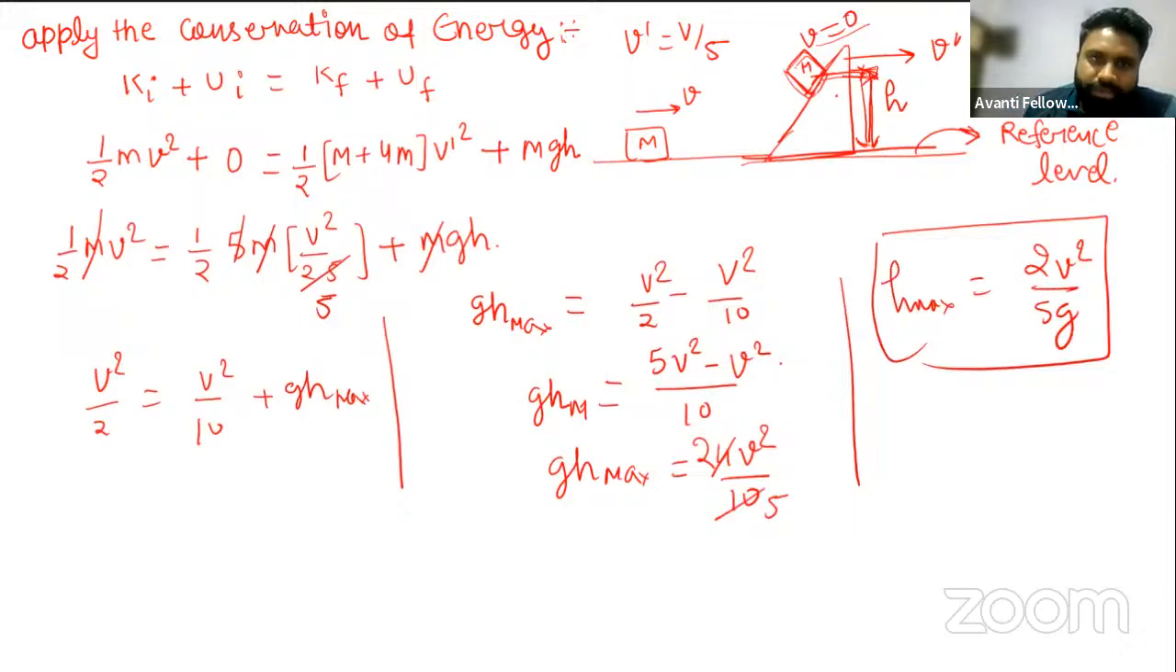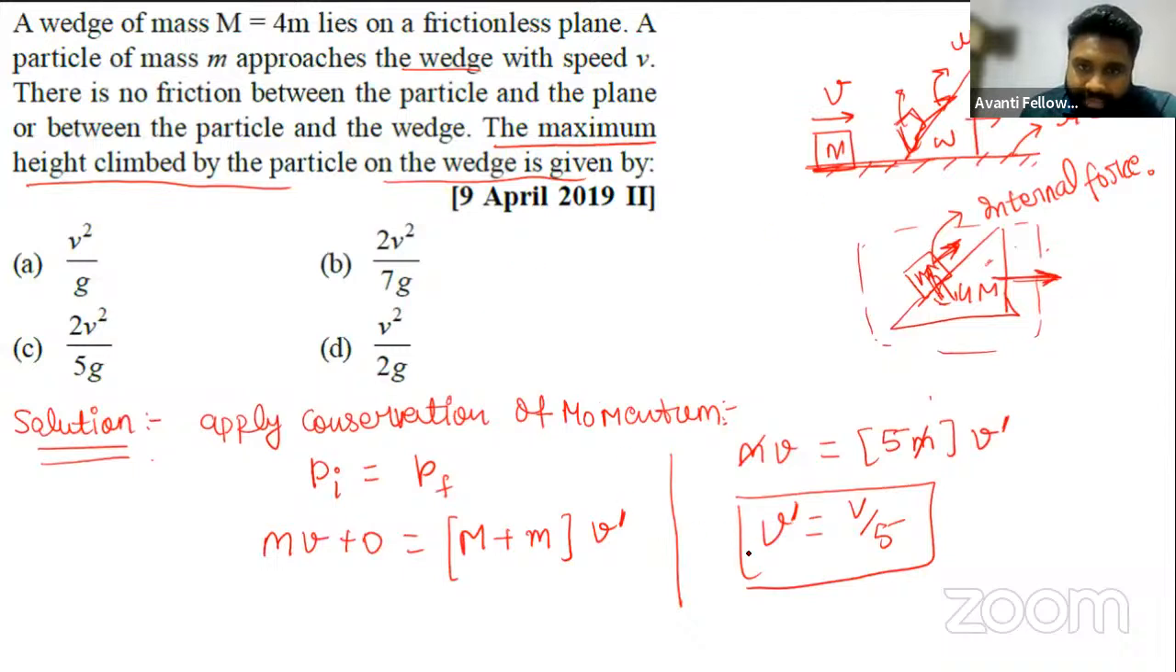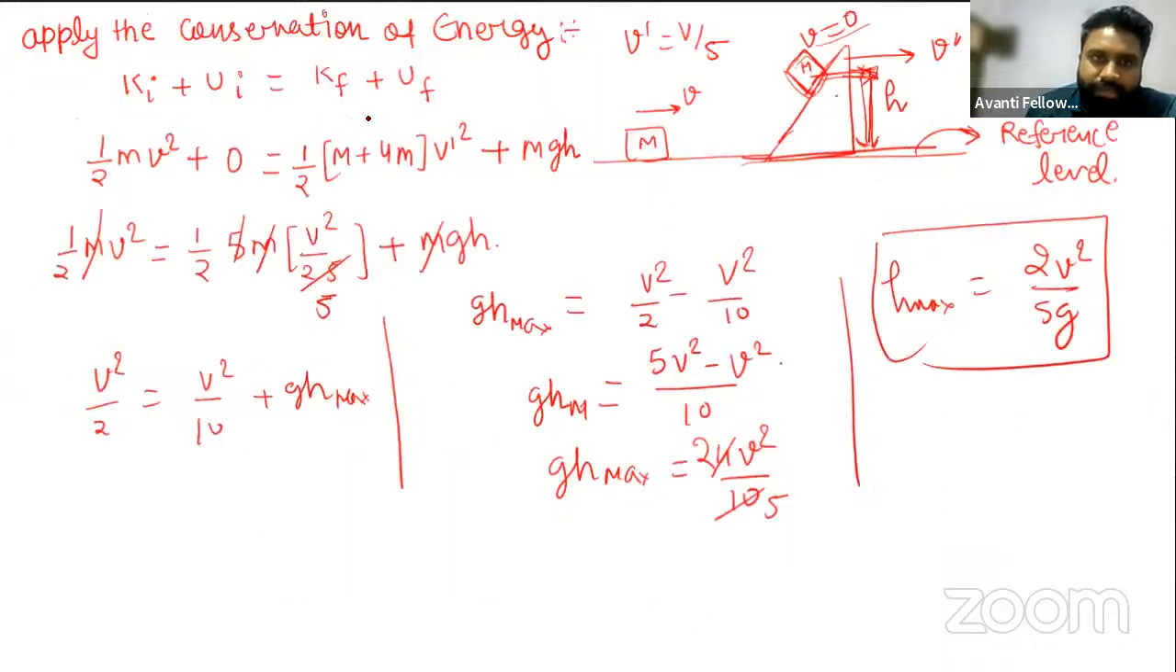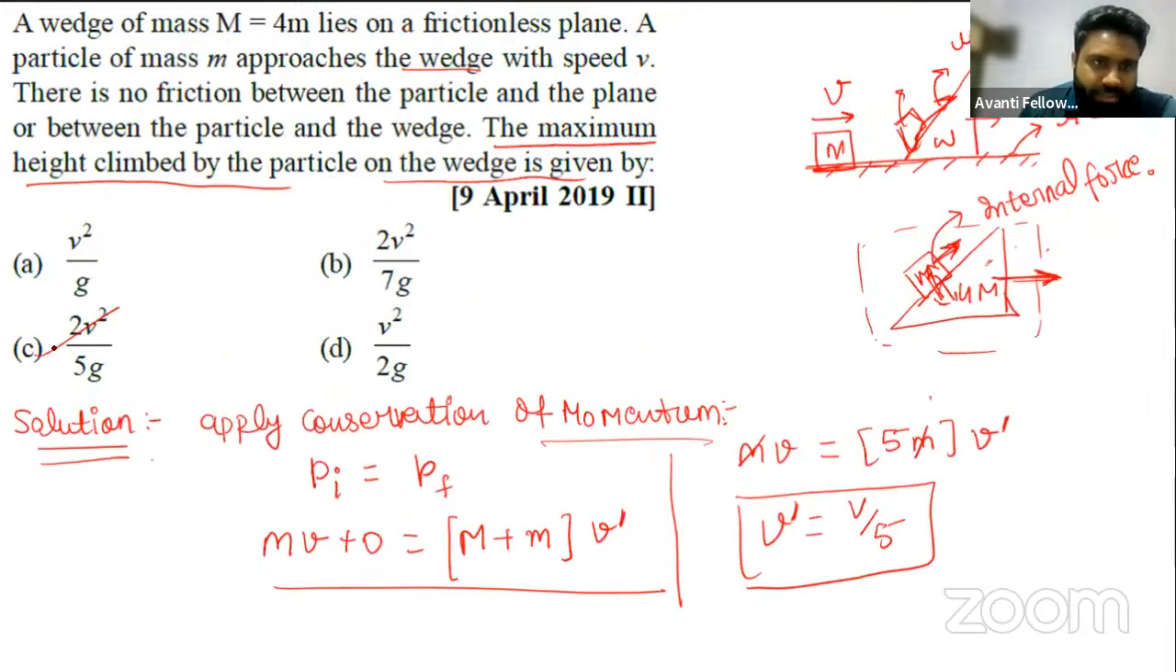We have calculated the value of v dash by the conservation of momentum, and we have calculated the height by conservation of energy. So always remember, if the maximum height is being asked, you have to apply the conservation of energy. But when the speed is asked, two possibilities are there. Either you apply the work energy theorem, or you apply the conservation of momentum if the net force on the system is zero. So option C, I think, is the correct option, 2v square by 5g.